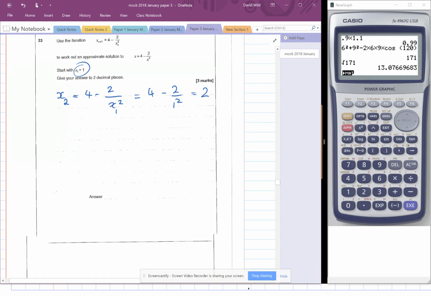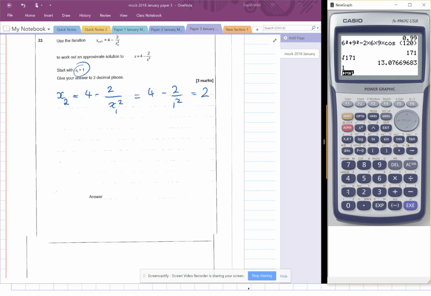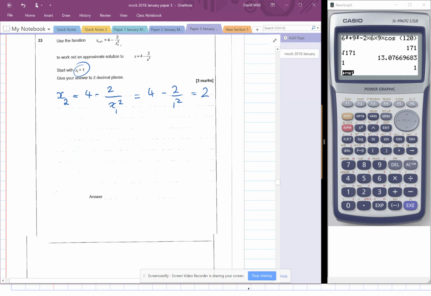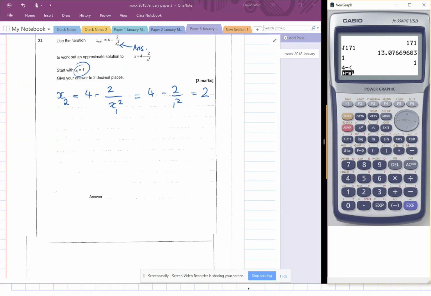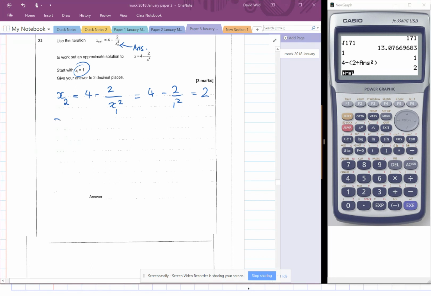Now what did I say you should do for this? I said you should put this in your calculator. So the first thing we're going to do is put our x1 in the calculator, like that. And then we're going to put the formula in here, replacing all of the xn's with answer. So this xn here is going to be the answer. We're going to do 4 minus, and you've got a fraction button, I don't, so I'm going to do 2 divided by, and then the answer squared, like that. There's my 2, okay, so there's my answer.